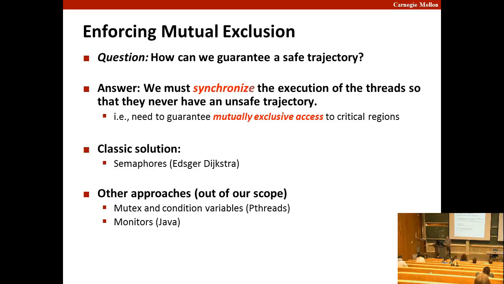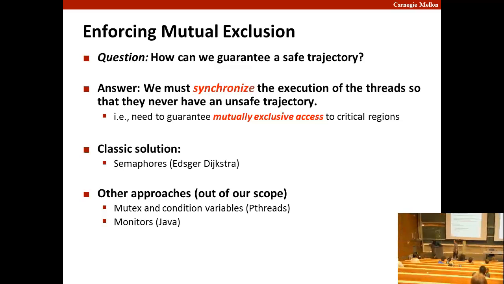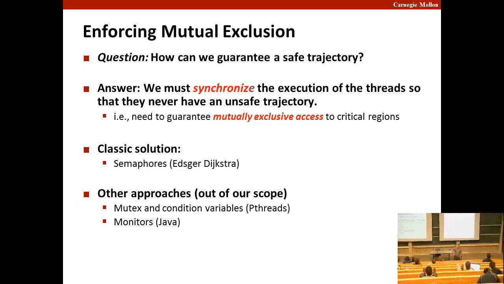How can we guarantee a safe trajectory? How can we guarantee that a load, update, store sequence, or whatever our critical section happens to be, will not be interrupted? The answer is we need to synchronize the use of these two things. We need to coordinate. We need to make sure they're not going to interrupt each other. Most common way of doing this is a mutual exclusion policy. We're going to structure our code such that it's not possible. The use by one excludes the use by the rest.